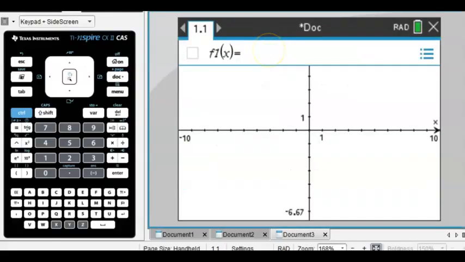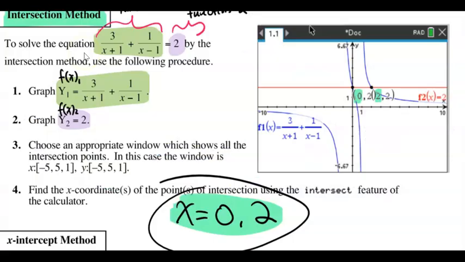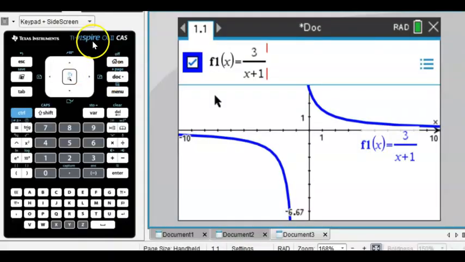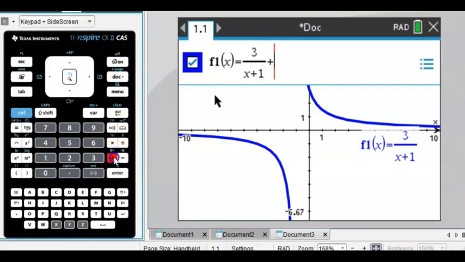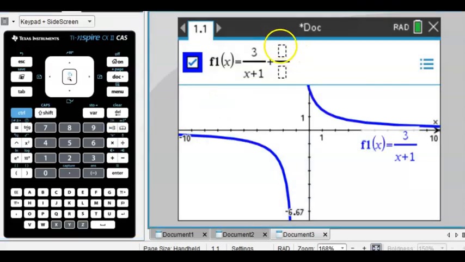We start by adding a graph, and for my first function, I will write out 3 divided by x plus 1. Now note that x plus 1 is one factor or one entire divisor, so make sure you're putting brackets around that if you're using the division symbol. But if you don't want to use the division symbol, you can also use the fraction symbol. So I'm going to go ahead and add plus, and I'm going to use the fraction model here.